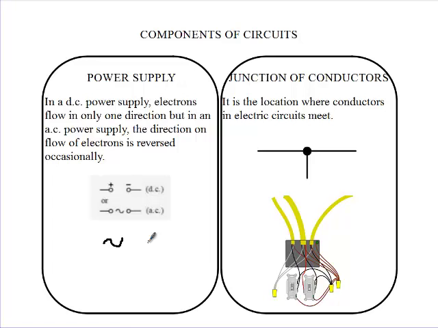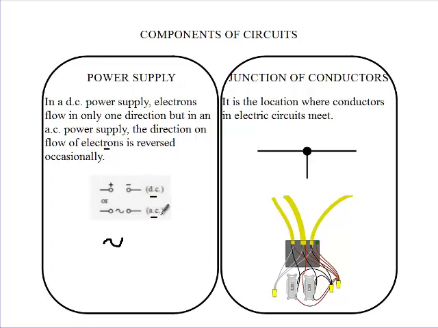What happens in an alternating current supply? The direction of electric flow, or the direction of flow of electrons, is reversed occasionally. That explains why we have this symbol in between the two poles. So if you see this symbol, the first one refers to a direct current supply, and then the second one refers to an alternating current supply.